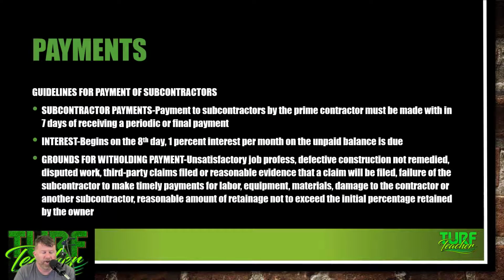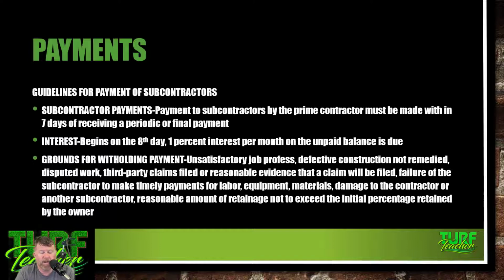Guidelines for payment of subcontractors. Again, subcontractor payments. Payment to the sub by the prime contractor must be made within 7 days of receiving a periodic or final payment. Interest begins on the 8th day. 1% interest per month on the unpaid balance is due.